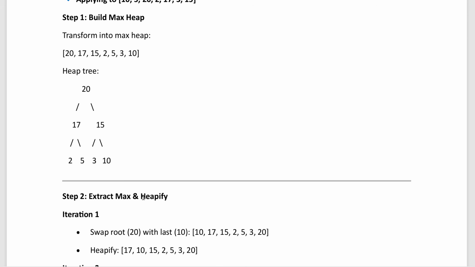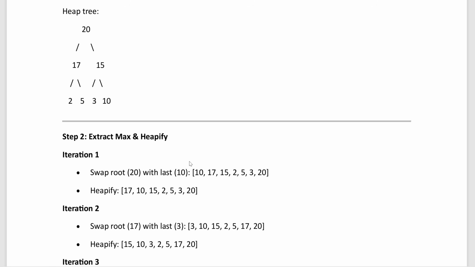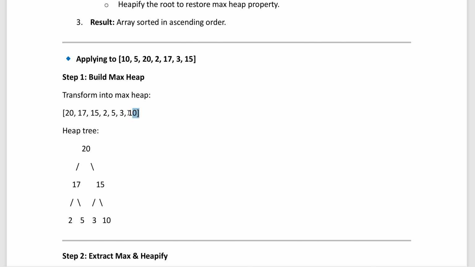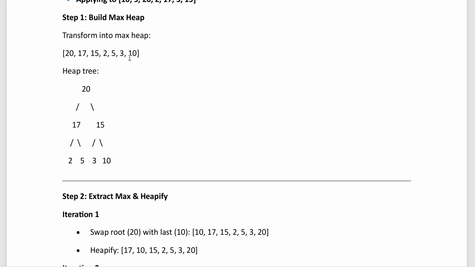Now you have to extract the maximum element and then apply the heapify, right? So first, as I have earlier told you, you have to swap the root element 20 with the last element. The last element is 10 and the root element is 20. So you have to swap this 20 with 10. So 10 will take the place of 20, and 20 will take the place of 10, right? Then you have to apply the heapify operation, right?